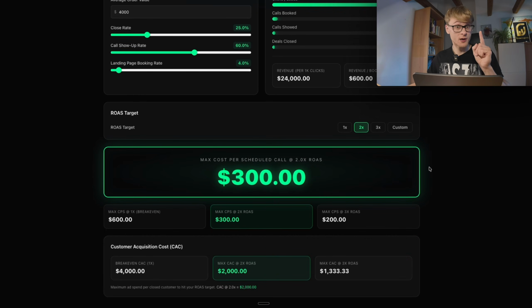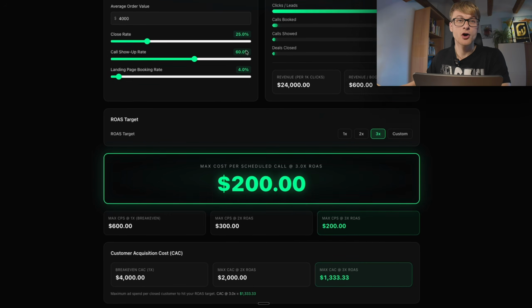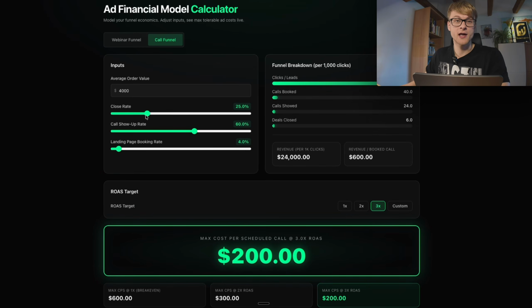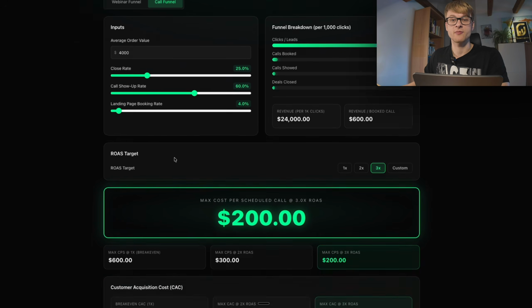Now, don't lose me here. This is going to be so crucial. If I want to hit a higher ROAS target, so let's say we're shooting for a 3x ROAS, which is what we are shooting for with our clients, I need something like a max $200 cost per scheduled call based on the rates that I currently have here. Obviously, if we close more deals, I can also be okay with a $300 cost per call. But let's say we only close 25%, okay?